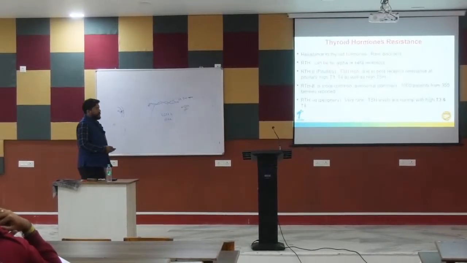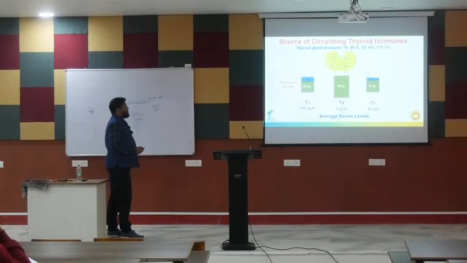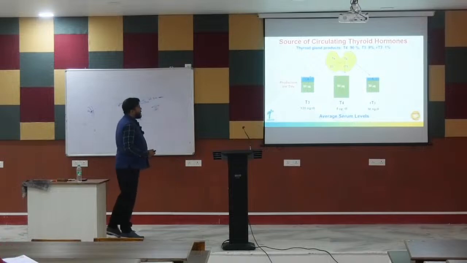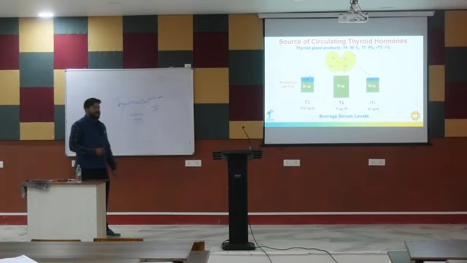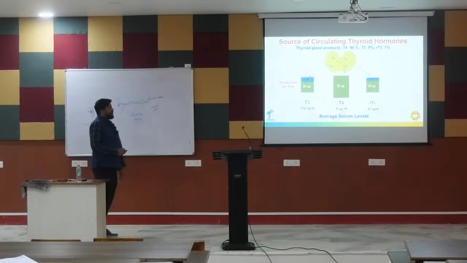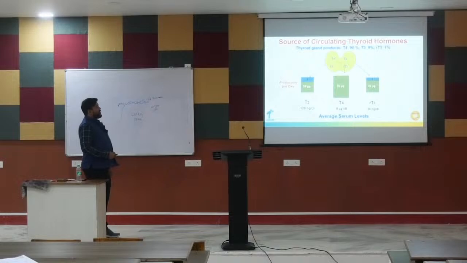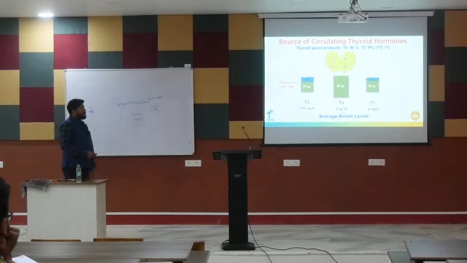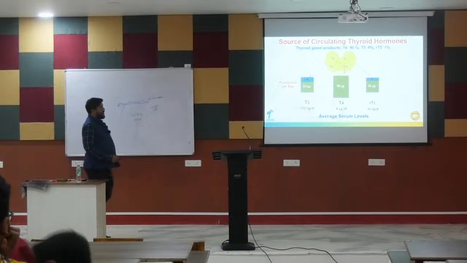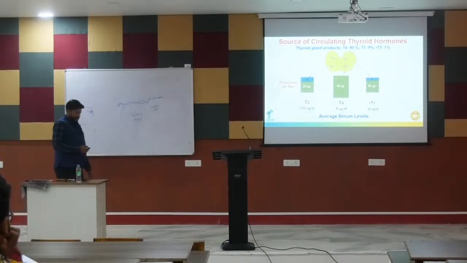Thyroid hormones have lots of functions throughout the body. Source of circulating thyroid hormones: 90% T4, 9% T3 and 1% reverse T3. Production per day, average serum levels, remember these levels. Normal serum level of T3 is 120 nanogram per dl, T4 is 8 microgram per dl, and reverse T3 is 30 nanogram per dl.